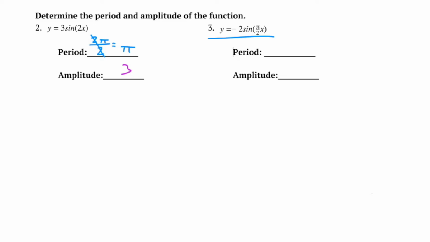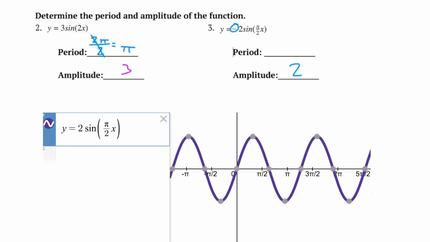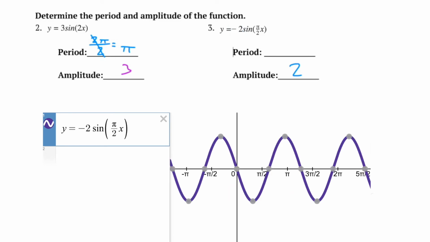For example number 3, we have y equals negative 2 times the sine of pi over 2 x. So the amplitude is just 2. I know we said before that the amplitude is the a value and we have a negative 2 here, but the negative is just going to flip it upside down, and the amplitude is more of like a height or a distance measurement, so we just say that the amplitude is just positive 2.